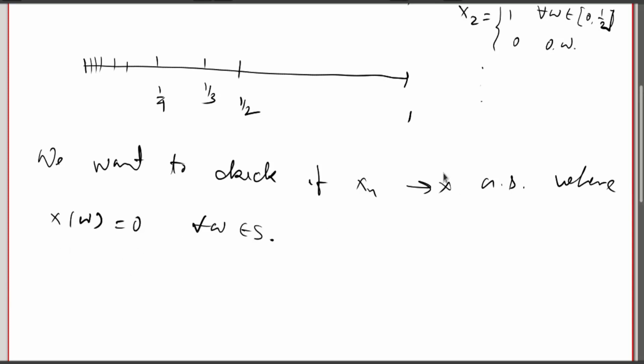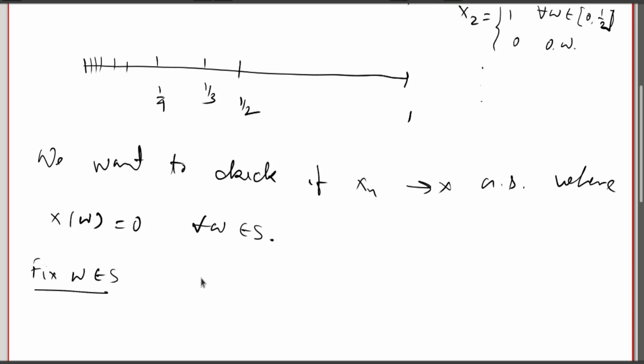Okay, so if the random variable x is 0, we try to check whether xn converges to x almost surely or not. Clear? This one is very easy to see. This convergence is actually there because, first, fix omega belonging to S. Any fixed omega belongs to S.